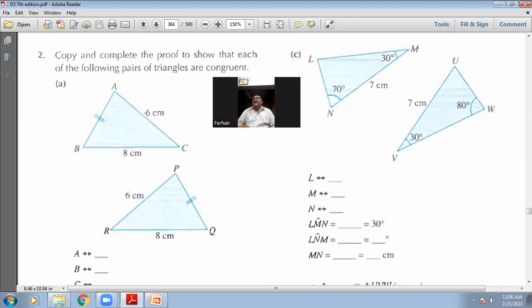Here you can see that this AB side and this PQ side are equal to each other. The AC side and the PR side are equal to each other. And the BC side and the RQ side are equal to each other. So by the proof of side, side, side, we can prove that these two triangles are congruent to each other. So let's start.